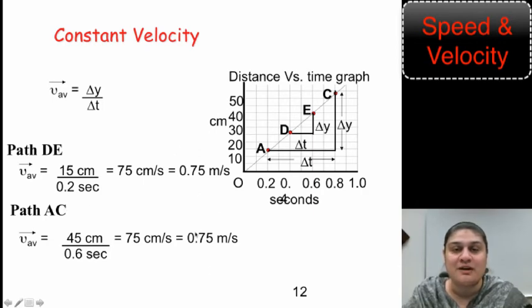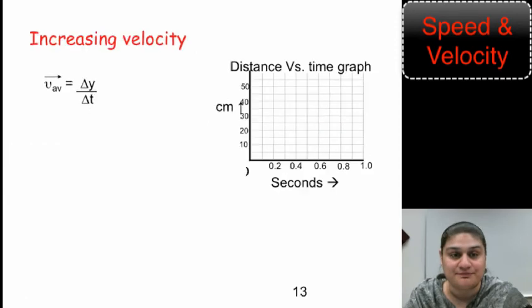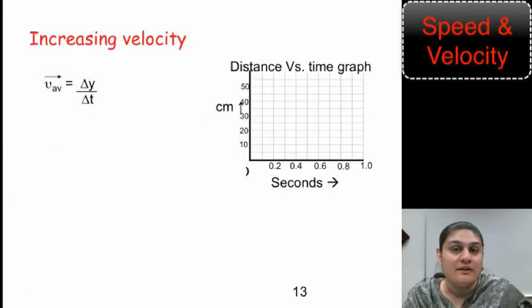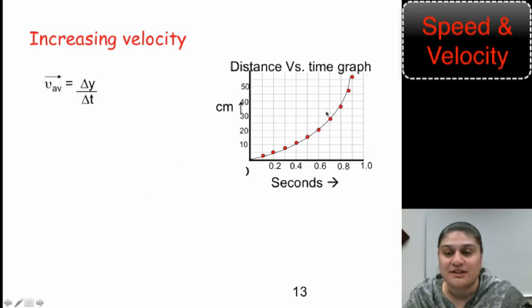They have the same value, which implies that this is a constant velocity and the velocity is not changing in the distance versus time graph. On the other hand, for an increasing velocity graph, the graph looks something like this.